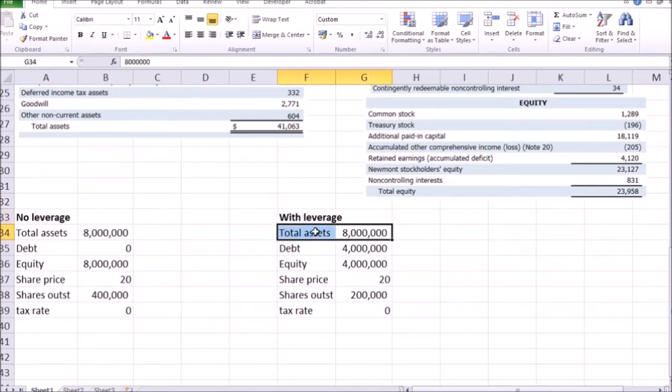Same size of the company, the market value of total assets is, let's say, 8 million. Half of that is coming from equity, half of that is coming from debt. Same share price, a smaller number of shares outstanding, which would be equal to the total value of all the equity in the company. And the same tax rate, for simplicity, is 0%.